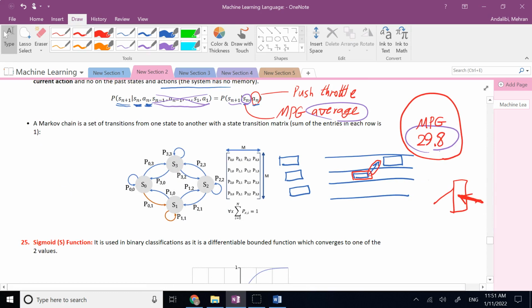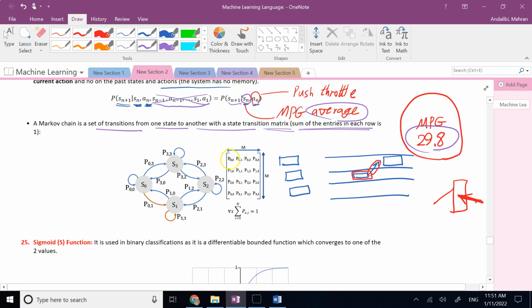Now, what is Markov chain? Markov chain is a set of transitions from one state to another state with a matrix showing the probability of these transitions.